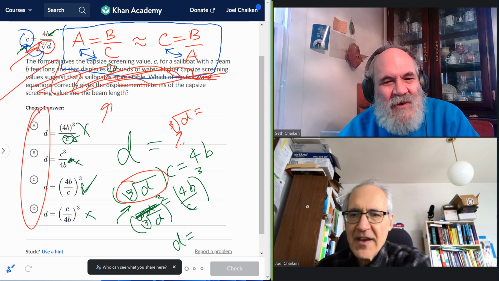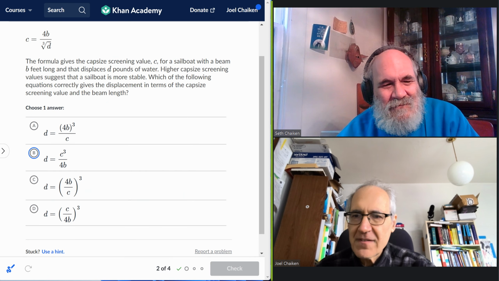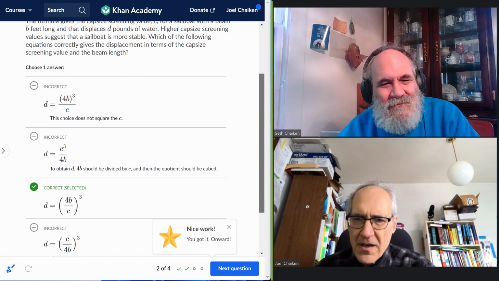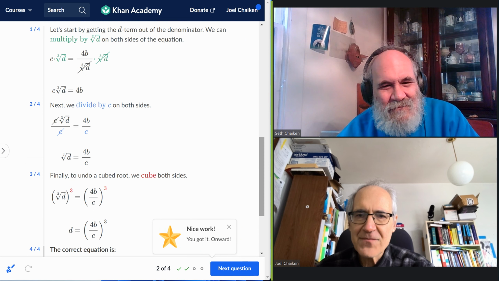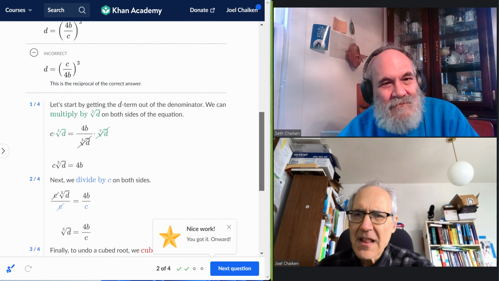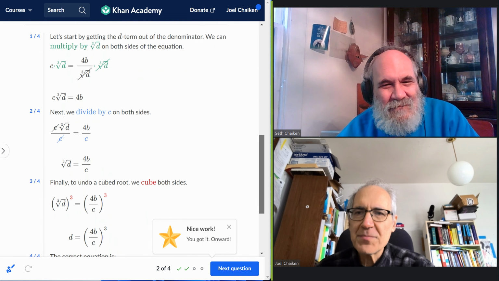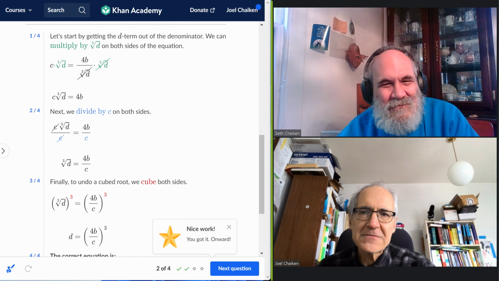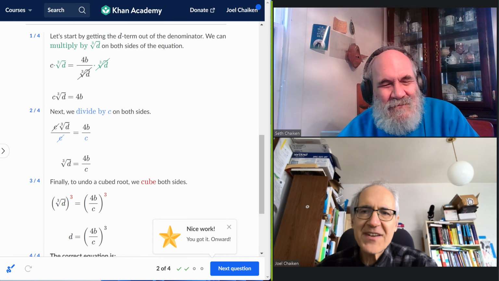Okay, so let's see how they did it. Clear all drawings. I think it's this one. Okay, nice work. That's good. A step-by-step solution, four steps. That's pretty reasonable. Let's start by getting the D term out of the denominator. They're multiplying both sides by the D term, because they have to get the D term by itself.